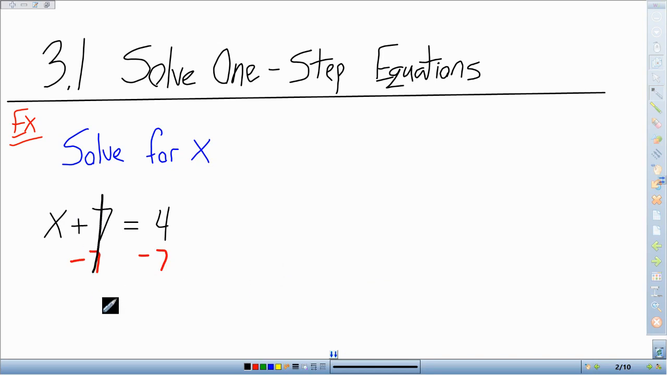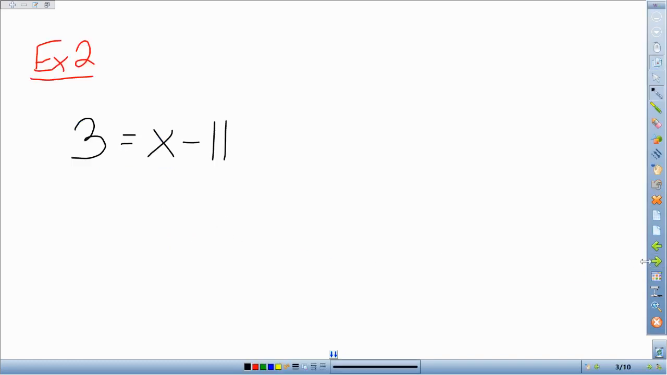So those are gone. We have an x on the left all by itself. On the right, 4 minus 7 equals negative 3. Be careful with that math right there. And there's my answer. If you really wanted to, you could check your answer. Some teachers like to have you plug it back in and see if, when I plug in negative 3, negative 3 plus 7 is 4. You can do that if it helps you. I'm not going to require checking for the most part, especially on these easy ones. All right, take a look at number 2. Copy that real quick.